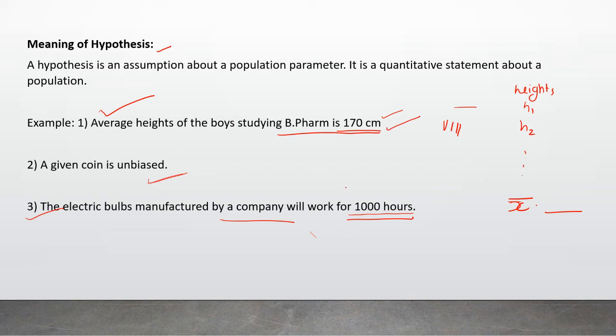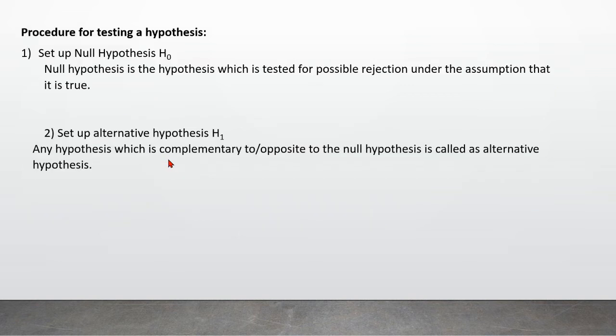So when such cases occur, we have some formula or some steps with which we can test these hypotheses or these claims of these companies. I have some procedure by which I can test this claim of the company that their bulbs work for 1000 hours, or test the claim that this given coin is unbiased. Let's see how to do this part.